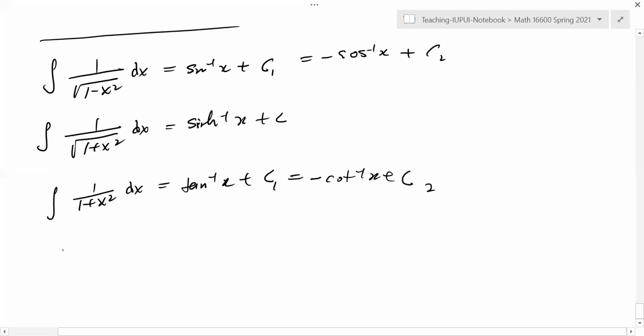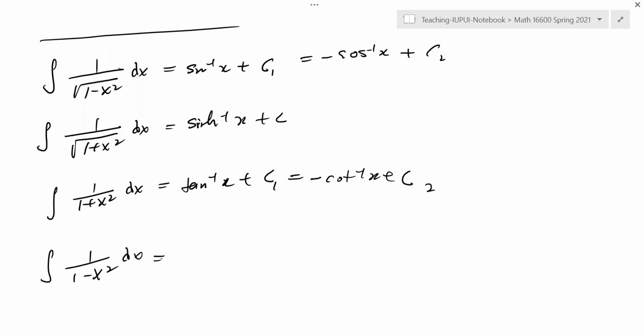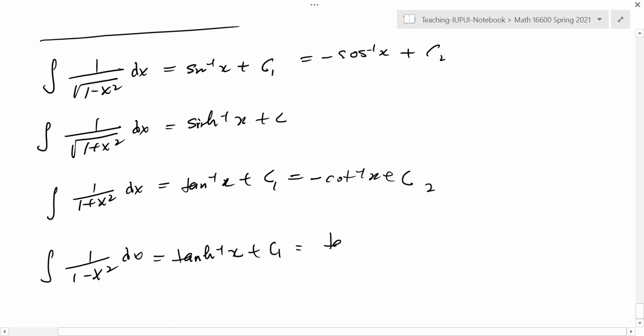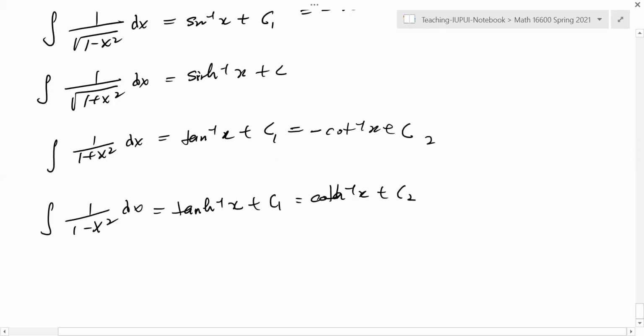Then what else? I'm going to change it to negative x squared. This one has two different forms. You can use the inverse hyperbolic tangent x, and you can also use the inverse hyperbolic cotangent x. This one is 1 minus x squared.